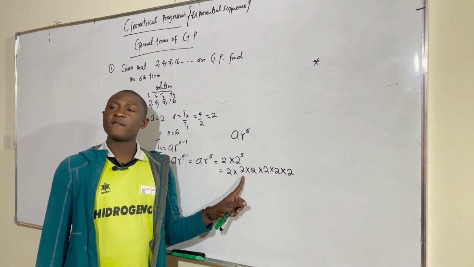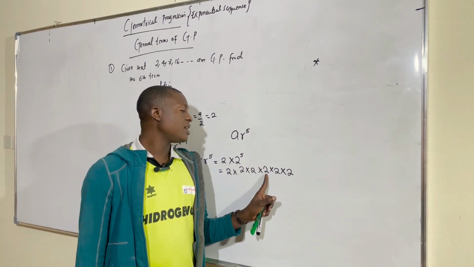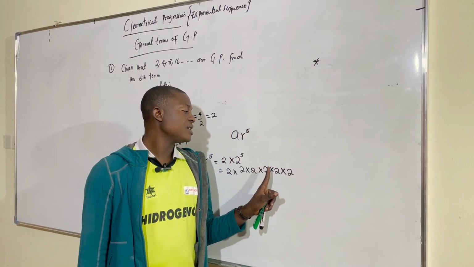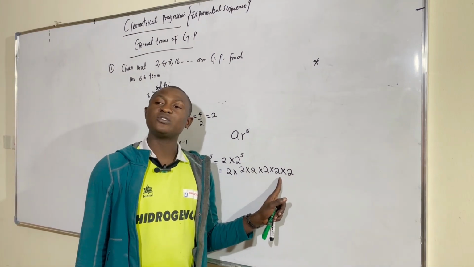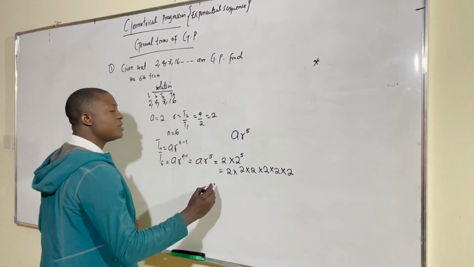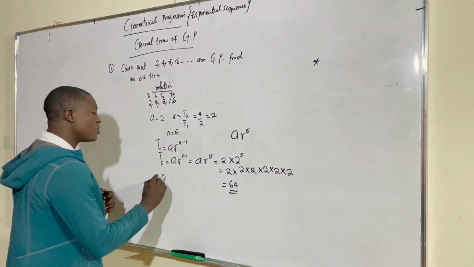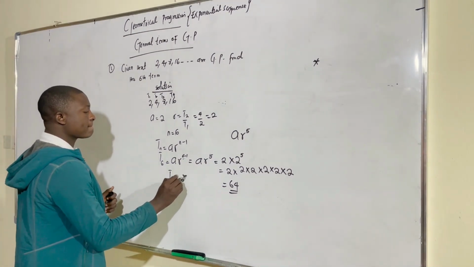2 times 2, of course, that's going to be 4. 4 times 2 is 8. 8 times 2 is 16. 16 times 2 is 32. Then 32 times 2 is 64. So here, what we have is 64. That means our sixth term is equal to 64.